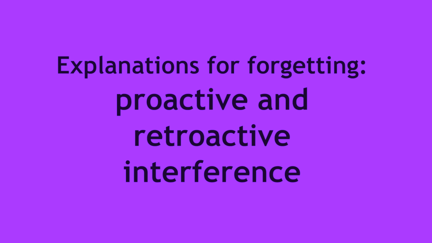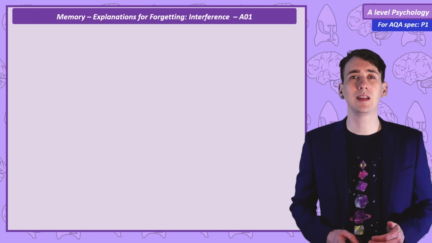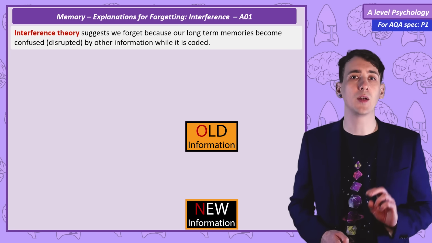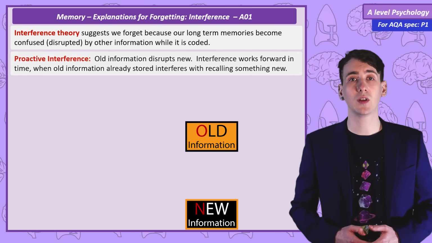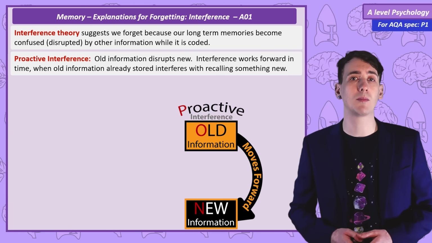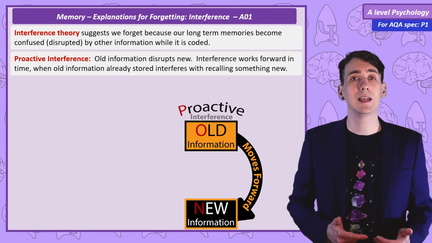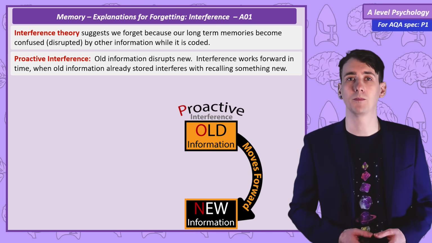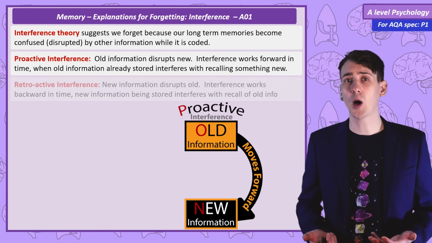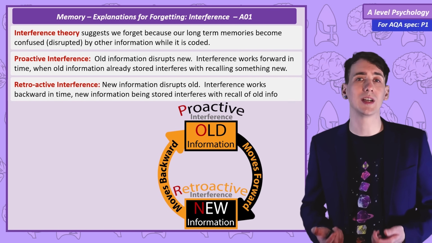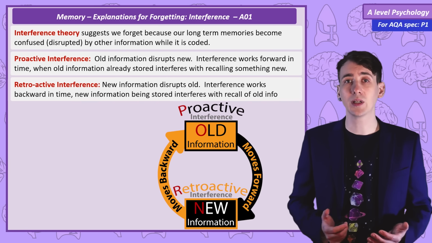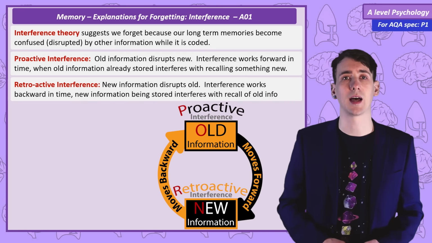Interference. Interference as an explanation for forgetting is the idea that long-term memories get confused with other memories when they're coded. And there are 2 ways that this can happen. Firstly, proactive interference. This is when information that's already in long-term memory, so old information, interferes with the recall of newer information. We could say that old information moves forward in time. There's also the opposite process, when learning new information interferes or disrupts the recall of older information. And we could say this is new information that works backwards in time.